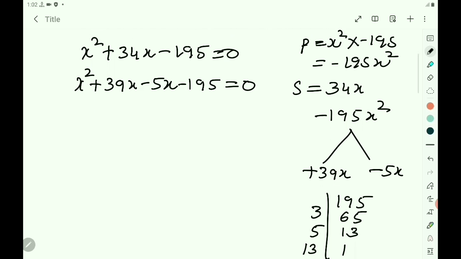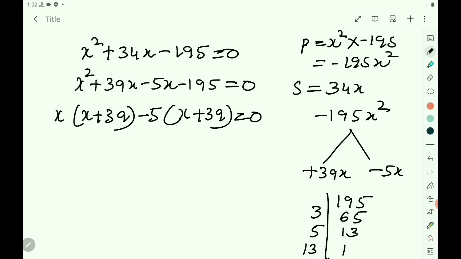equals 0. And out of these two, remove the common. What is common? x. x into here what is remaining? x plus 39. x is outside. x into x plus 39, and minus, you can remove 5 out of 5x and 195. 5 into here what is remaining? x and plus 5 3s are 15 equals 0.